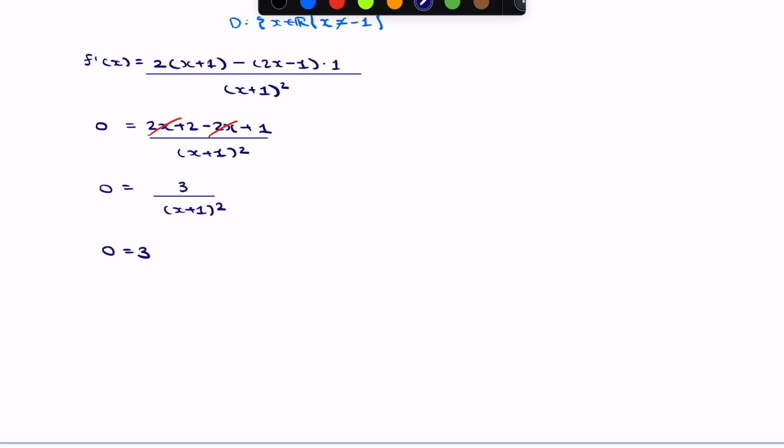And therefore, what that means is that here, f prime of x cannot be equal to 0. And what that means is that there is no local maxes or minimums. So no local max or min.